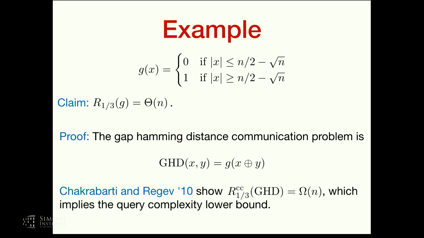Now Chakrabarty and Regev showed that the communication complexity of this function is omega n. So that means that the query complexity of g also has to be omega n. If it wasn't, then that would give you a communication algorithm to compute the gap Hamming problem. So this lower bound follows pretty easily from this communication complexity result. So all you need is that the simultaneous randomized communication complexity is omega n, right? Simultaneous.